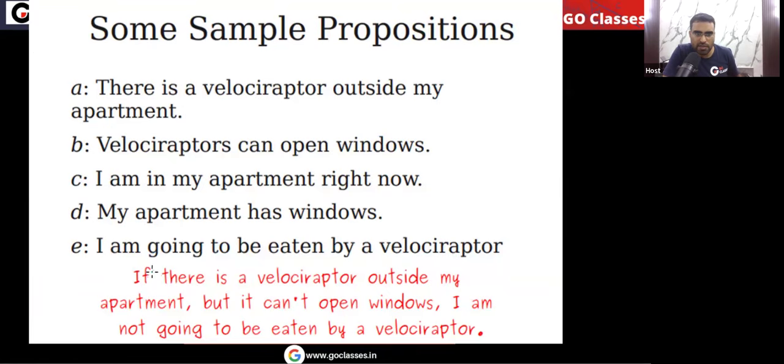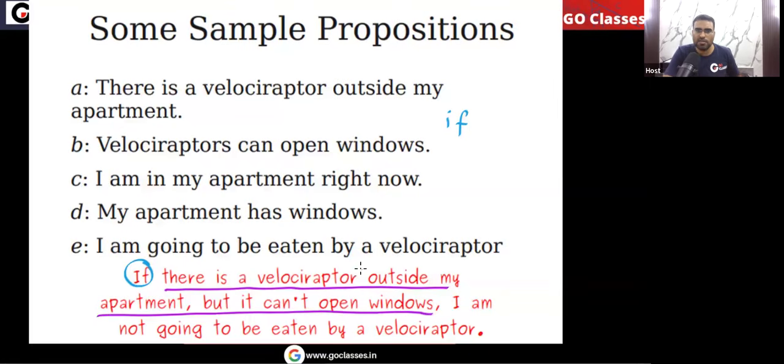Next, you can see here, there is if. Okay, first of all, there is if here. So we have if. Next, what we have? We have: there is a velociraptor outside my apartment, but it can't open windows. See, this is one entire statement. Do you agree with me? Look at this statement.